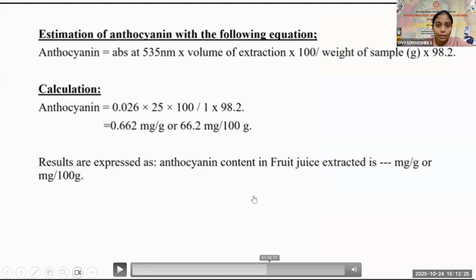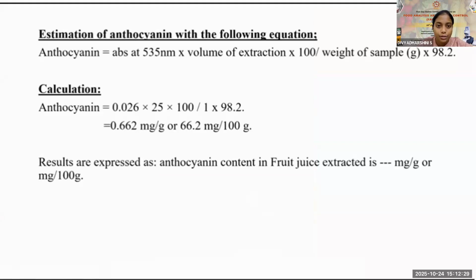So in the case of the blank, whatever we have used for the extraction, if we are going for acetone extraction or alcoholic HCl, we have to use that solvent as our blank. So not distilled water. Then going with the calculation part. Okay, now moving into the calculation part.